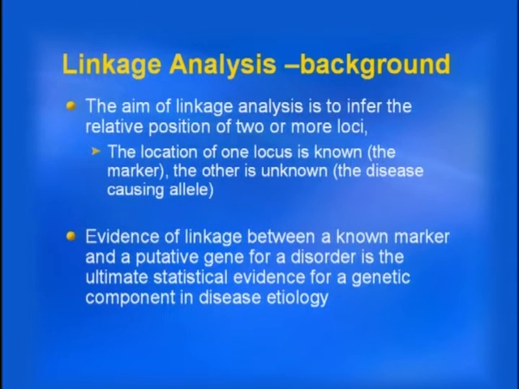The idea here is that we have genetic markers, and I'll just define what a genetic marker is, whose location on the chromosome is known. So you can think about these markers as signposts along the chromosome. You know where they're located. They may not have any function that you know of, but you know their position on the chromosome.